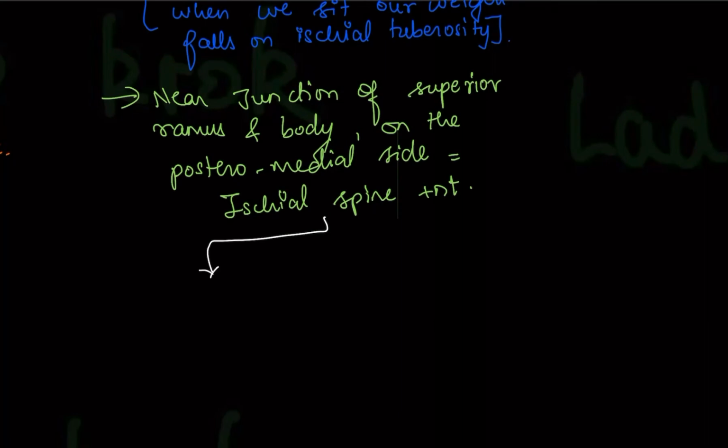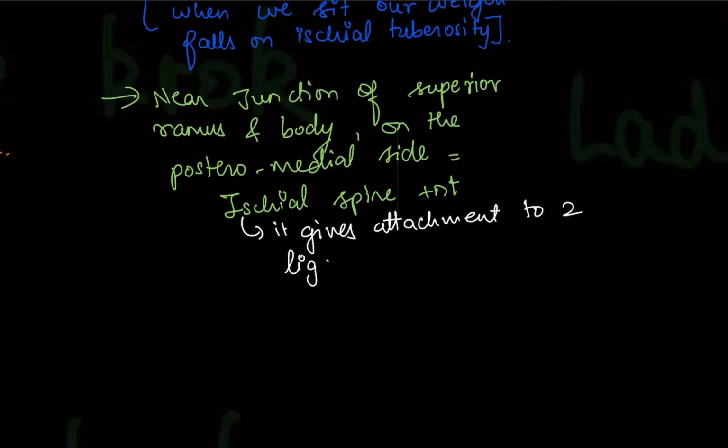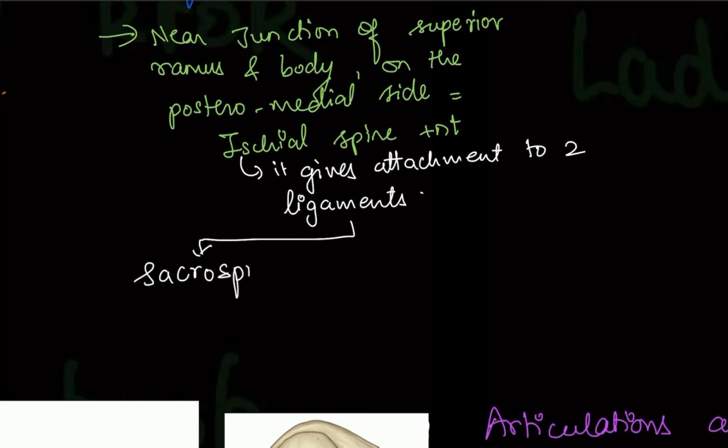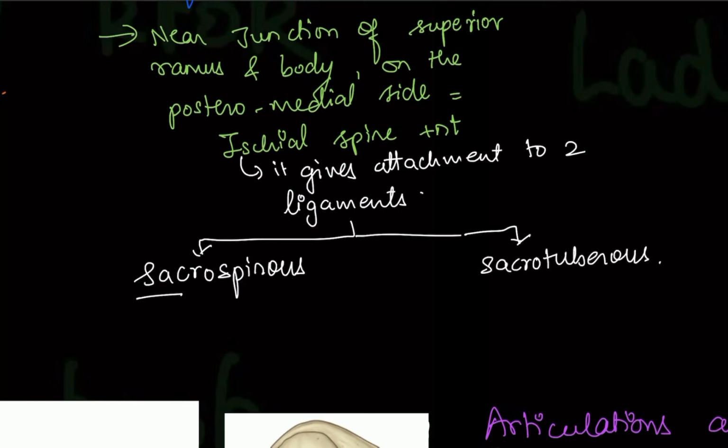So I'm writing down the two ligaments. First write down, it gives attachment to two ligaments. So what are these two ligaments? Write down. Sacrospinous. Now, as I've told you earlier also, try to break the words and understand what it means, right? So, sacrospinous means what? Sacrum and spine. Which spine? We are talking right now about ischial spine. So, sacrospinous means the ligament that will join the sacrum and the ischial spine. Sacrotuberous means sacrum, ischial tuberosity. The ligament joining the sacrum and the ischial tuberosity.